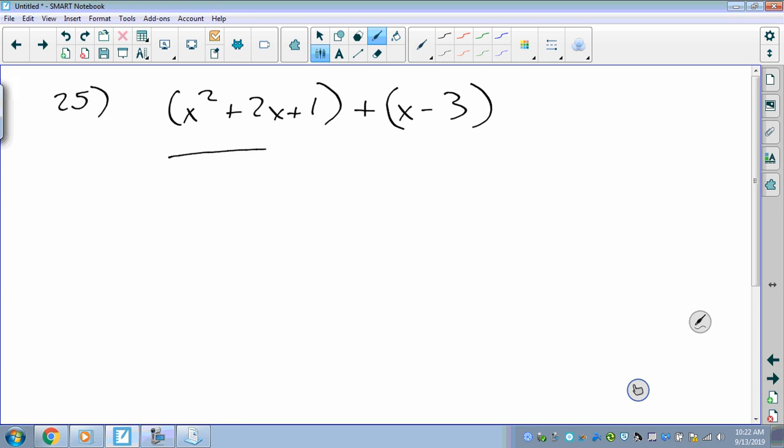Okay. First one. Monomial, binomial, trinomial. Trinomial. Very good, Carlos. How'd you know it's trinomial? Three terms, right? How about this one over here? Monomial, binomial, trinomial. Binomial. Good. Two terms, right?